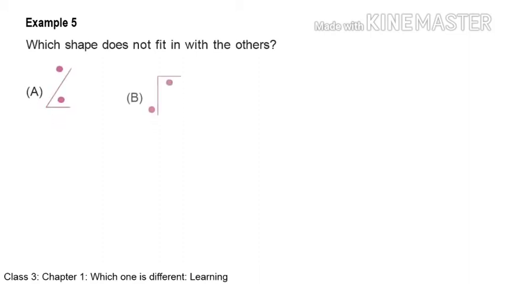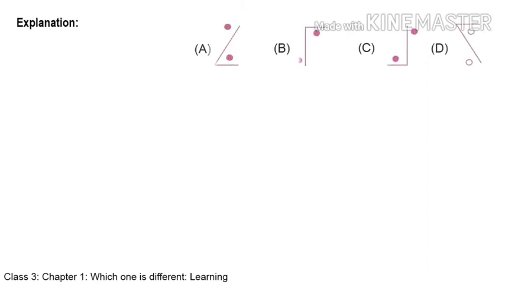Let's have a look at the next example. Amongst all the given options, which shape does not match the others? Options A, B, C and D. Look at each option carefully. Do you find any similarity among the given options? Yes, all the options have 2 lines and 2 circles.